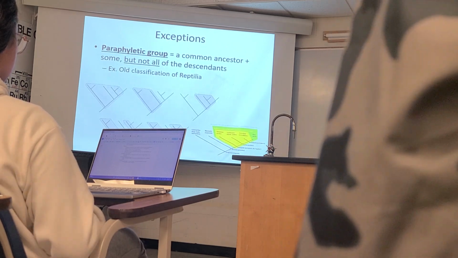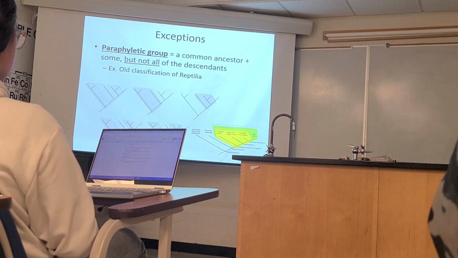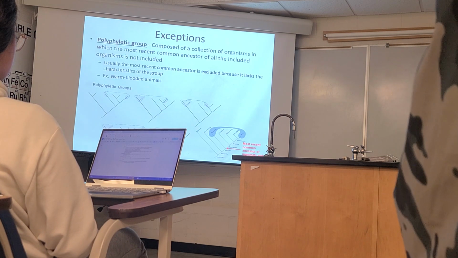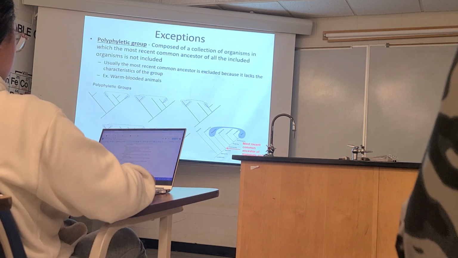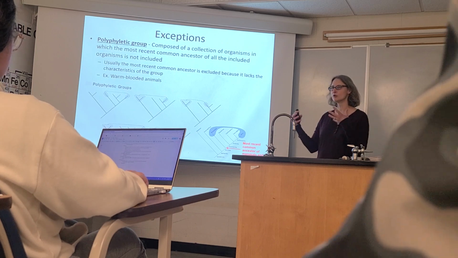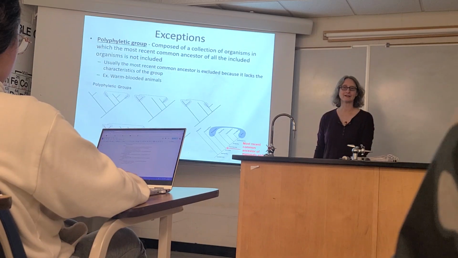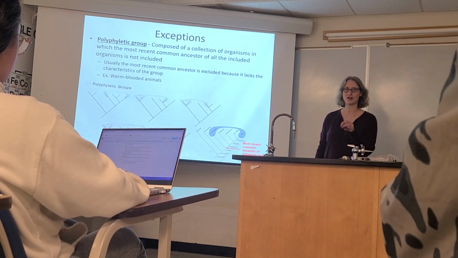That makes it a monophyletic group. When we say reptile, it now means a monophyletic group. Now polyphyletic, a little bit different. Polyphyletic is made up of organisms in which their most recent common ancestor is not included. Both the monophyletic group and paraphyletic group include a common ancestor.